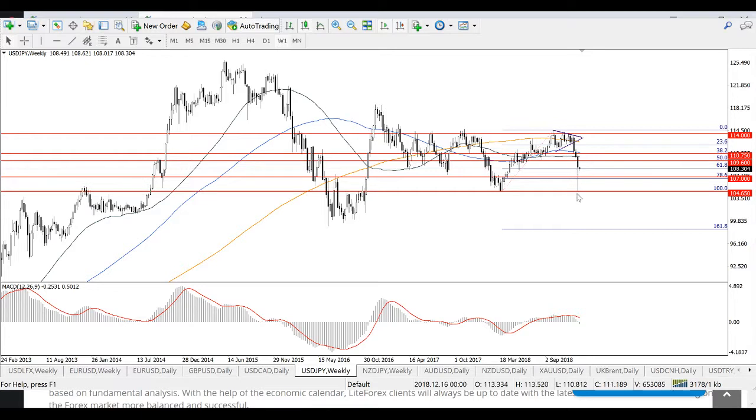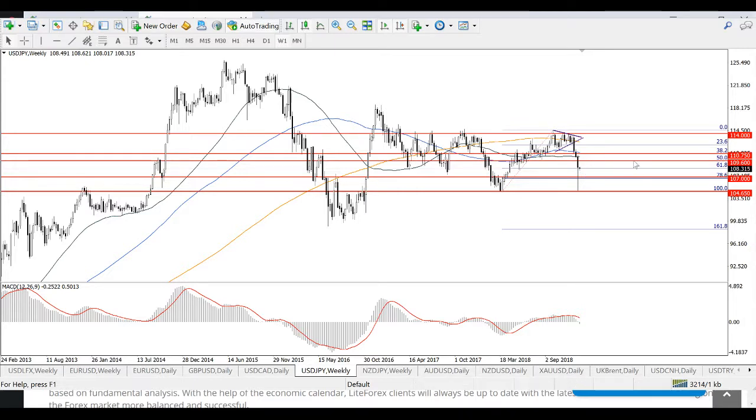So as we can see on the chart of dollar yen, there is a spike down to the levels around 104.65. Then, of course, the pair went above the level because it was not really justified by fundamentals. And now you can see that the pair is trading around 108.30 level.